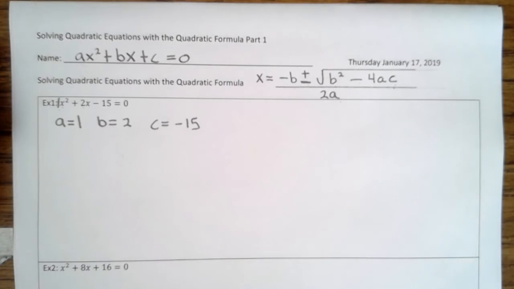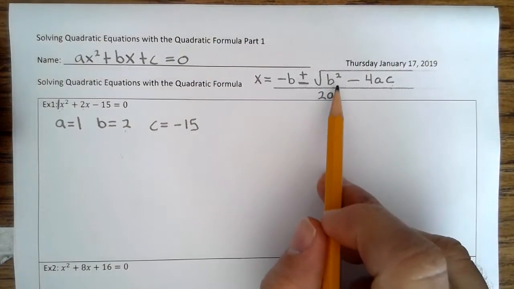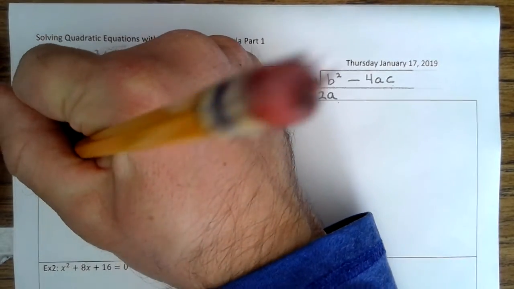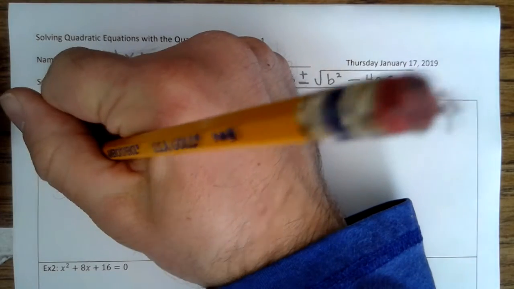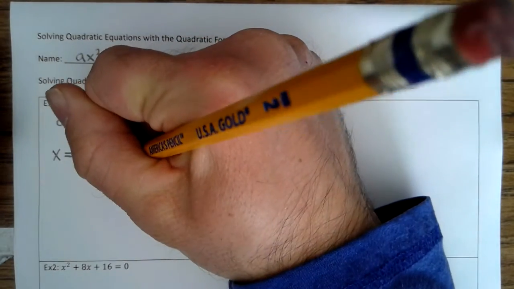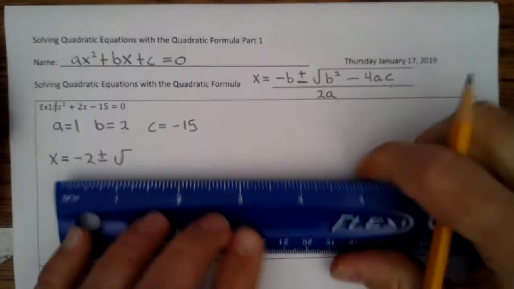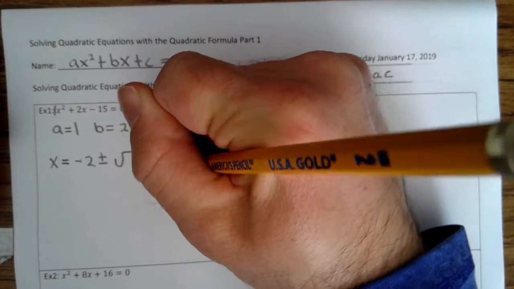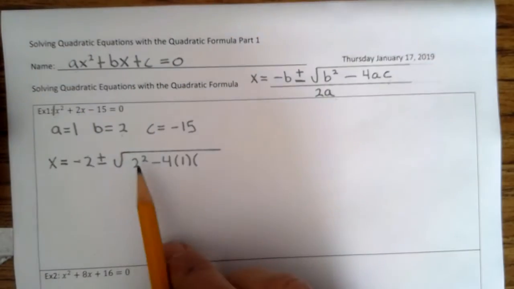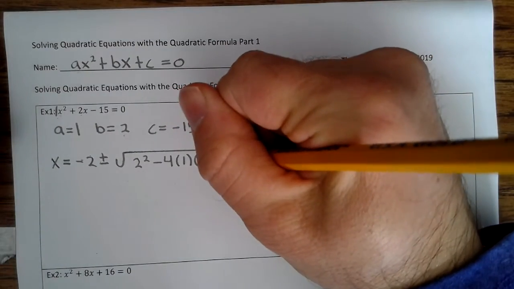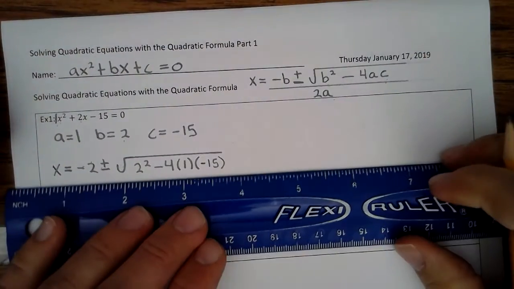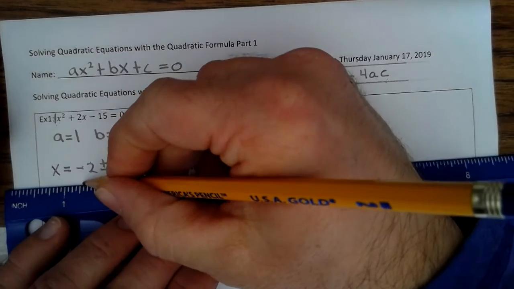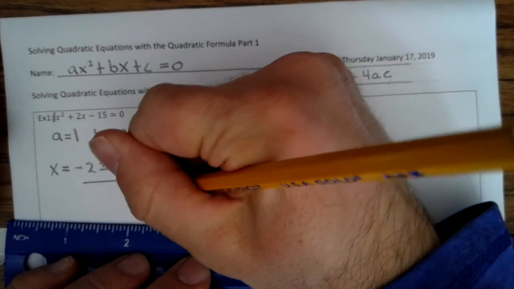Once you've identified what a, b, and c are, you plug those numbers into the formula. So x equals negative b, so that's negative 2, plus or minus the square root of b squared, so that's 2 squared, minus 4 times the a value, which is 1, and the c value is negative 15, all divided by 2 times 1.